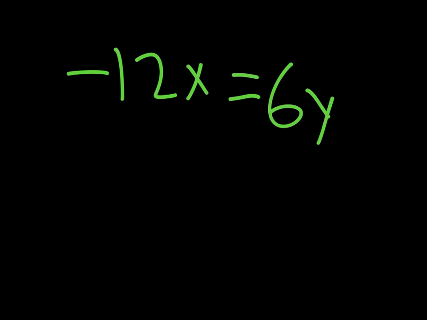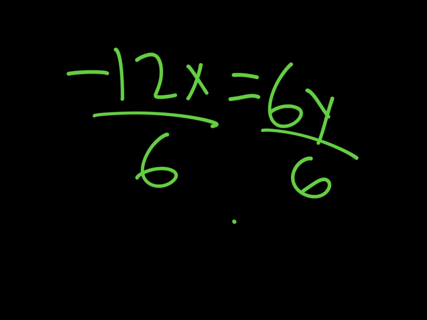If I have negative 12x equaling 6y, this is very easy. All you have to do is divide by 6 on both sides. Now we have y on one side equaling negative 12 divided by 6.